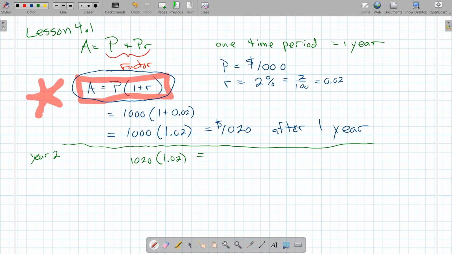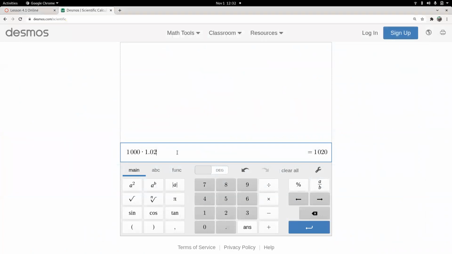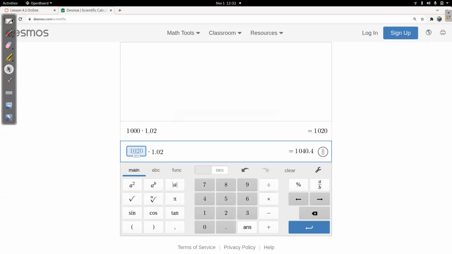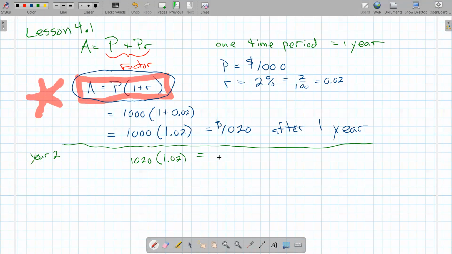Calculator. And again, one cool thing about these calculators, they have a previous answer button, so I don't have to worry about mistyping something. Times 1.02. And it says $1,040.40. Right, so the first year I gained 20 bucks. The next year I gained another 20 bucks and an extra 40 cents, right? My interest got interest too. And this is what's called compound interest when we get to accumulate our interest.